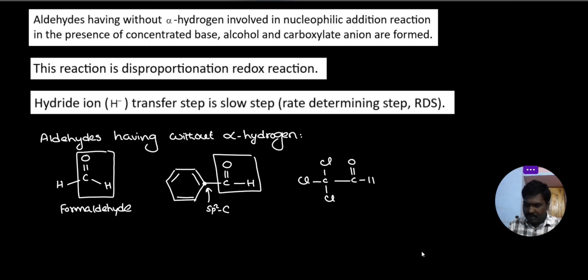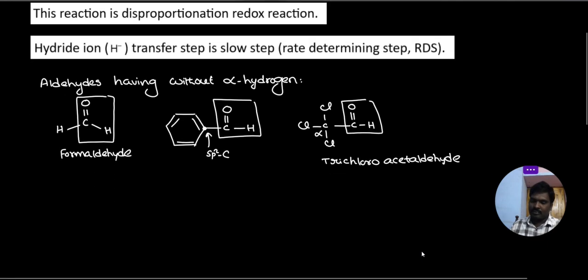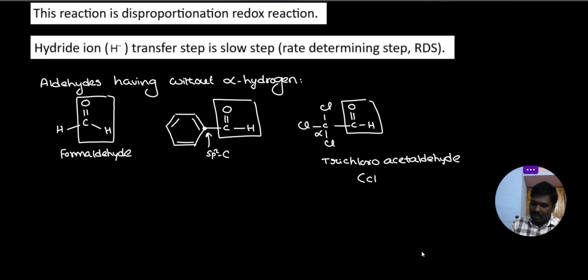Trichloroacetaldehyde. This is the functional group. The adjacent carbon is the alpha carbon, an sp3 carbon. The alpha carbon is there, but there are no alpha hydrogens. So it is involved in the Cannizzaro reaction. Trichloroacetaldehyde, another name, chloral.